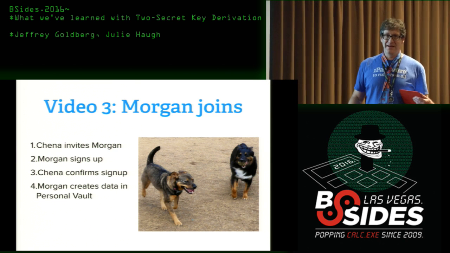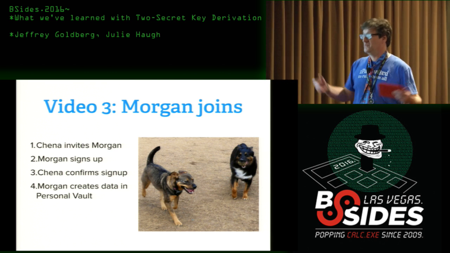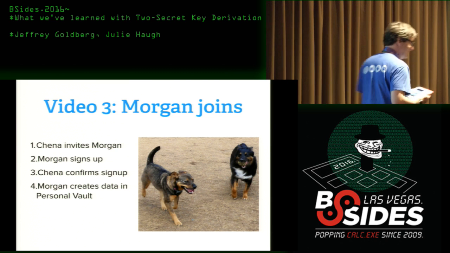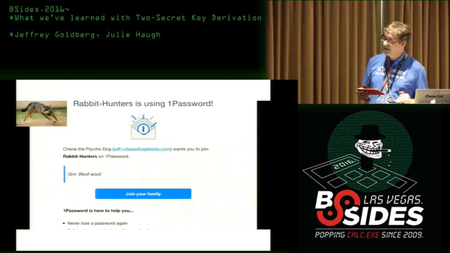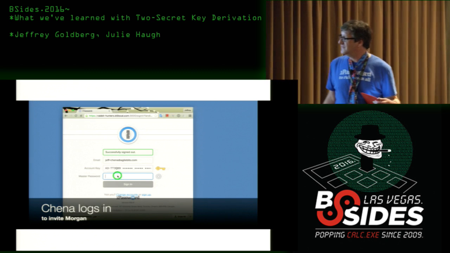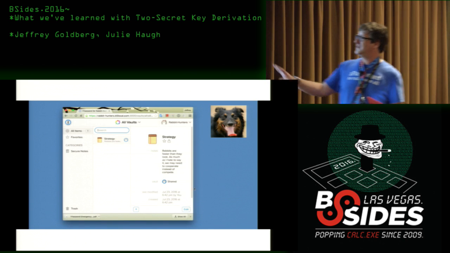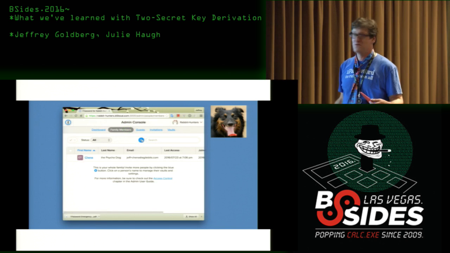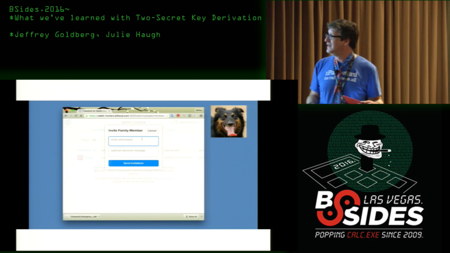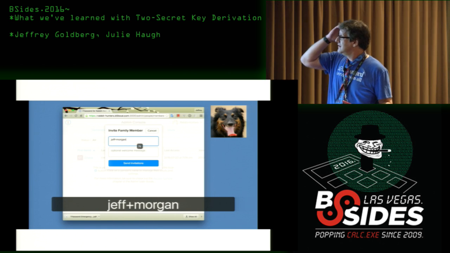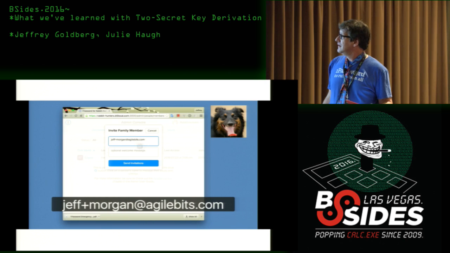OK, we do need to add more people to this, more dogs to this family. We're going to add Morgan. And that is going to look like this. So first, Chaina's going to log in. Because we're switching back and forth between Chaina and Morgan, you get one of the dogs showing who's actually the one doing stuff now. Also, Chaina uses Chrome, Morgan uses Safari. So Chaina sends an invite.